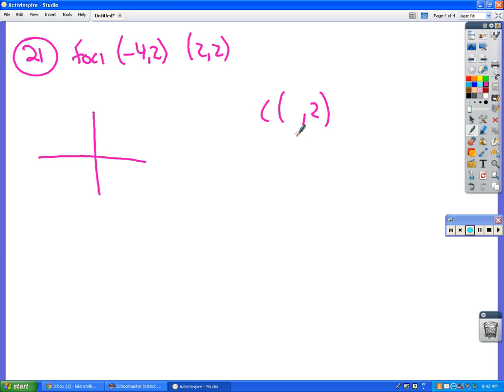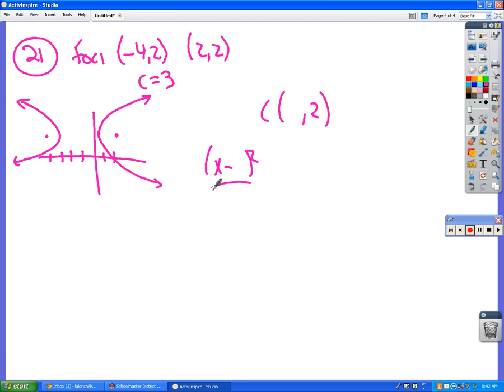What else? It gives you C. What's C? 3, good, because the distance between these two things is 6, so half of that is 3. And then it also tells you it's going to open this way. Yeah, the foci are inside the hyperbola. That's good. So we know that it's going to be an X first type of feature.